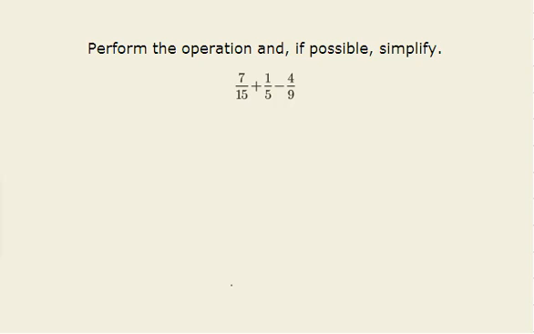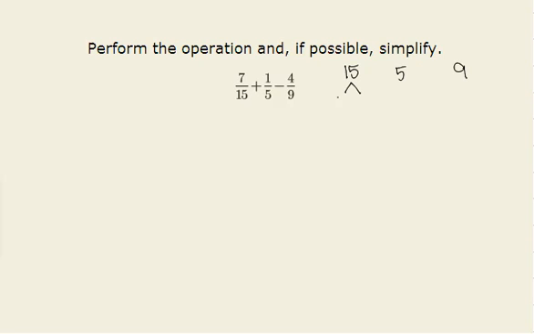Perform the operation and, if possible, simplify. Now, in order to add and subtract fractions, we need a least common denominator. In order to do that, we first need to find the prime factorization of each of these three separate denominators. That is, factor it into only prime numbers.